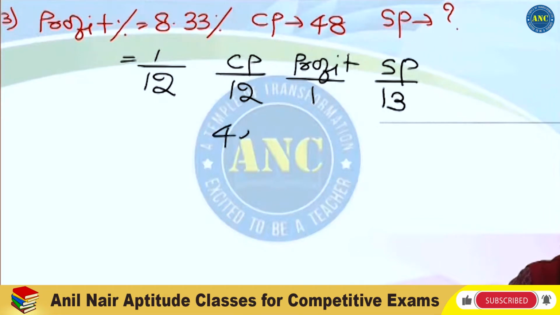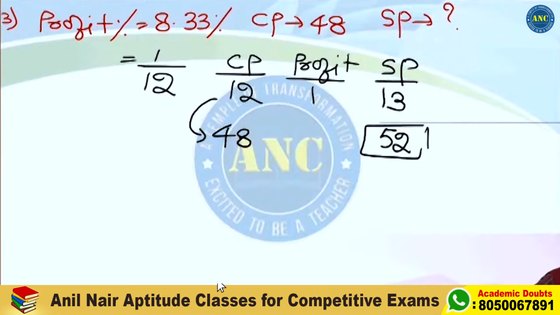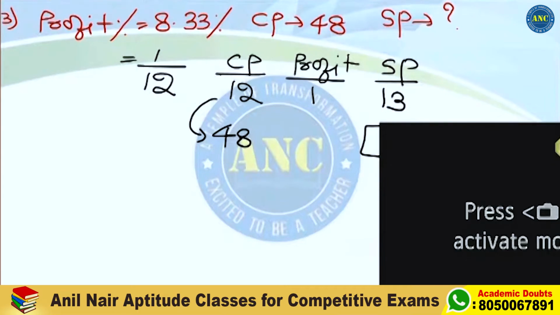But according to the question, the cost price is 48. 12 fours are 48, so 13 fours are 52. Karthik and Veda, I hope it is clear.